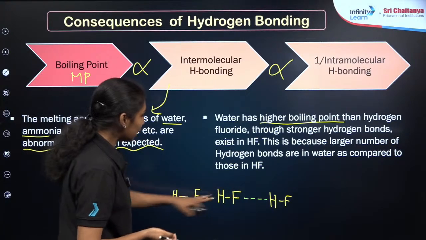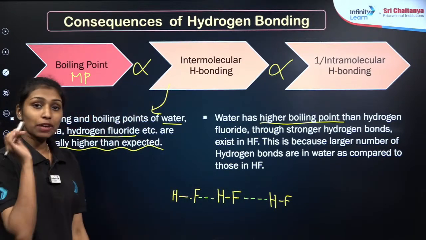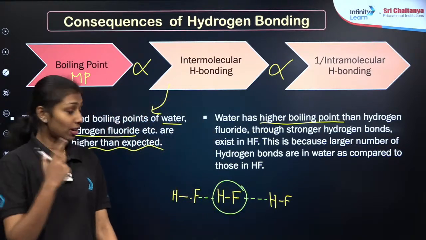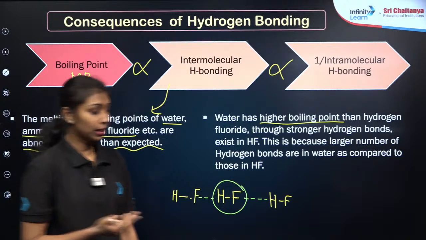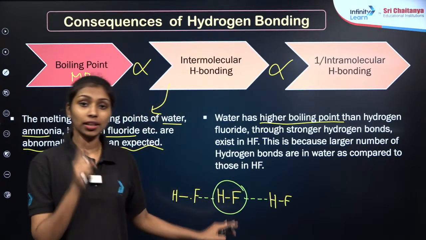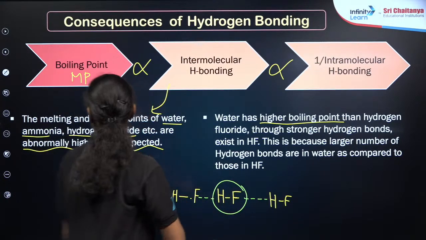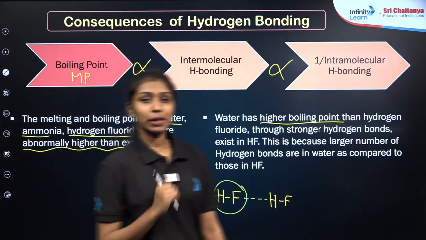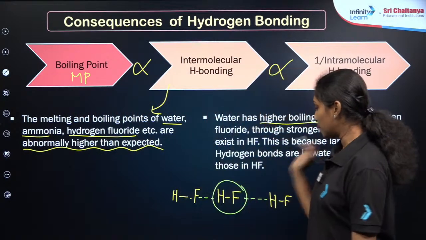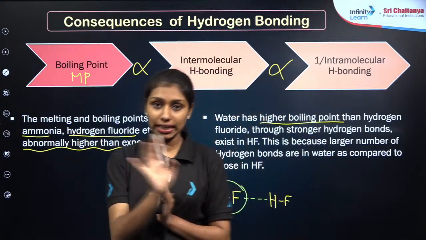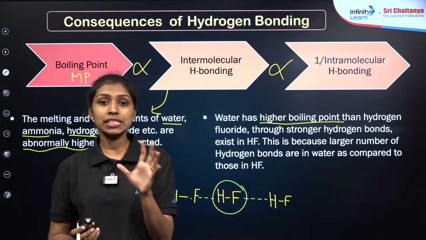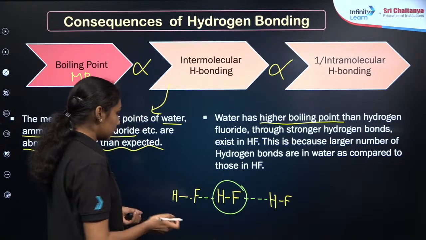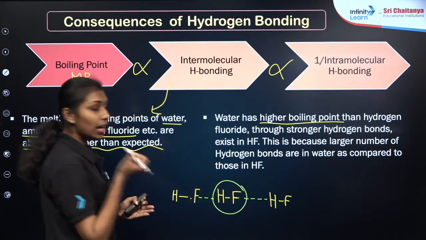Hydrogen fluoride is forming intermolecular hydrogen bonding, right? So if you are considering one hydrogen fluoride molecule, what is the possibility of forming hydrogen bonding there, or how many hydrogen bonds are formed for a single hydrogen fluoride molecule? Is my question clear? How many hydrogen bonds are forming for a single HF molecule? These dotted lines represent the hydrogen bonding, right?